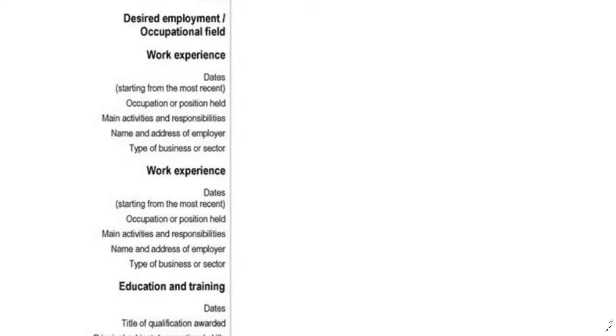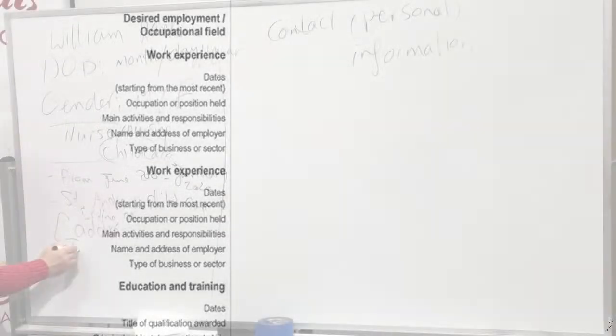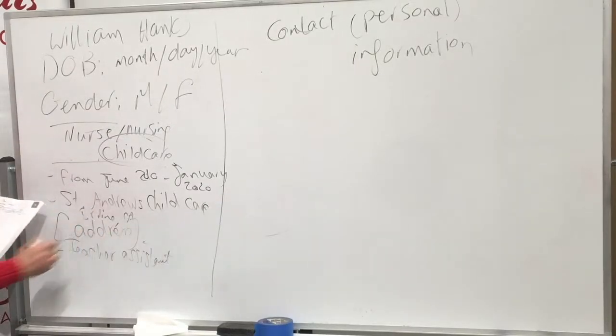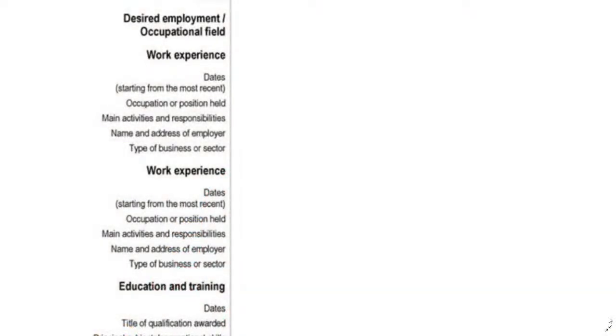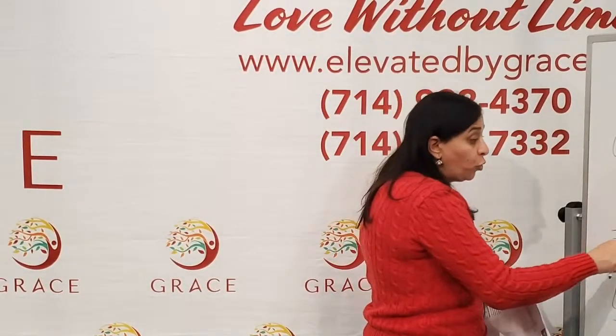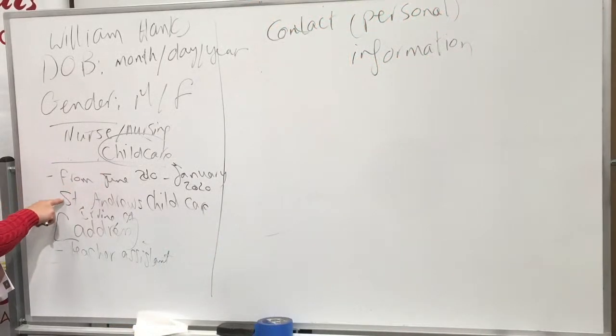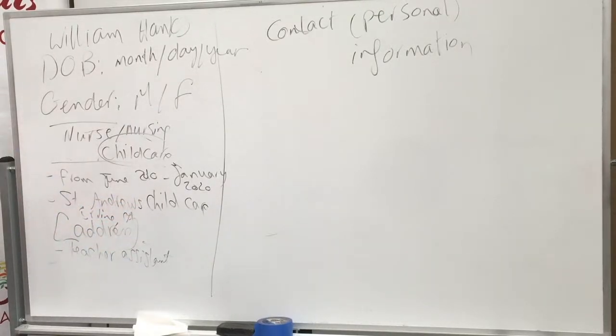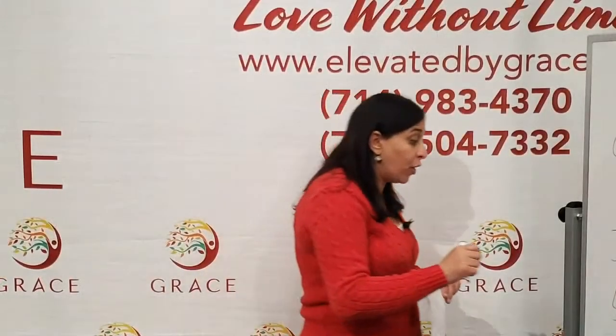Okay, then what was your occupation? What was the occupation you held in this position? For example, I was a teacher assistant. Okay, then the name and address of the employer, it's the same as I told you. The type of business or sector, you said child care. We have to provide your main activities and responsibilities in this institution. So from June 2010 to January 2020, I worked for St. Andrews Child Care, Irvine, California. I was a teacher assistant. What were your responsibilities and activities?